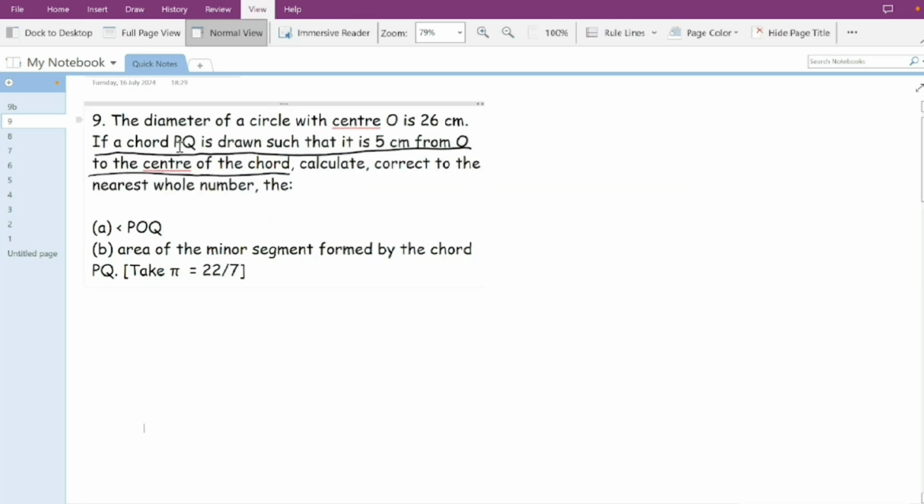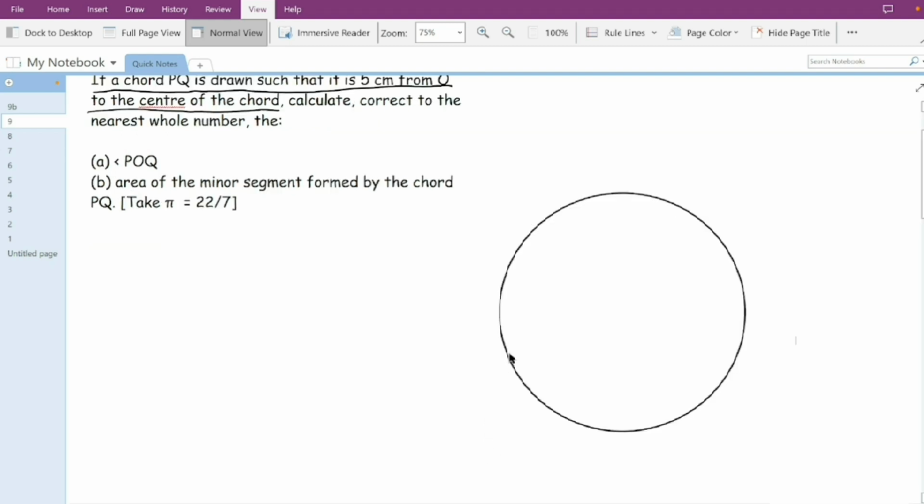Now let's go back to the question so we can start turning the information into a diagram as required by the question. It says the diameter of a circle with center O is 26 centimeters. So we have to draw our circle first, then at the middle we make our diameter. Now that we have our circle, we draw a line right through the center to make our diameter. We note our D is 26 cm.